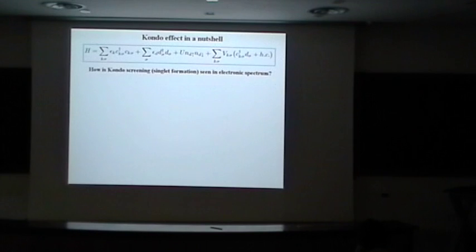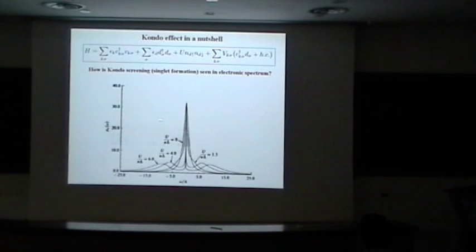Now you can ask, how does this screening show up in the electronic spectrum? After all, we are discussing Mott physics, and we want to understand how the single particle spectrum looks in the vicinity of the Mott transition. And the statement is that, and these are now pictures from real numerical calculations for such an Anderson model. This is actually taken from Hewson's book.